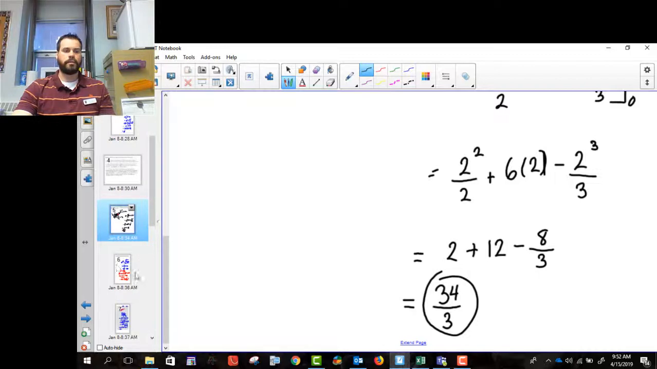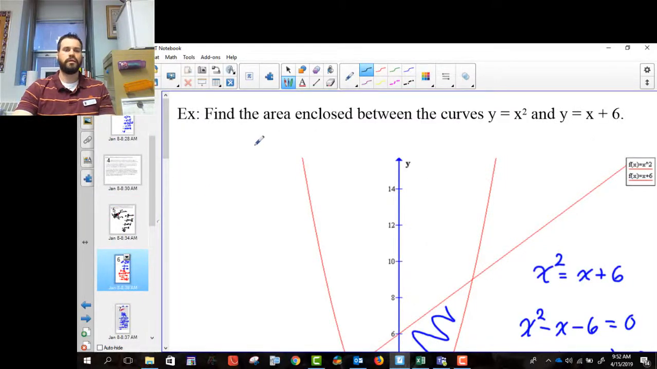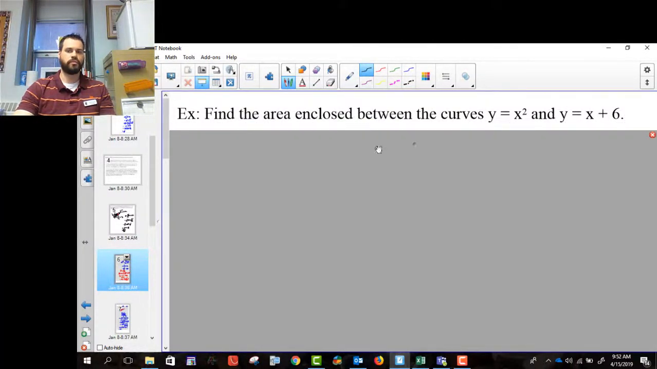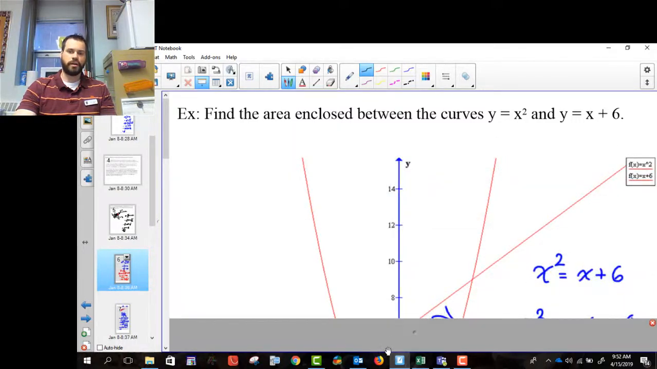All right, now, if we go on to the next one, I just want to show you, this is very similar in that it asks you to do the same thing. It says find the area enclosed by the two curves we just talked about, y equals x squared and y equals x plus 6, but it doesn't say between 0 and 2.